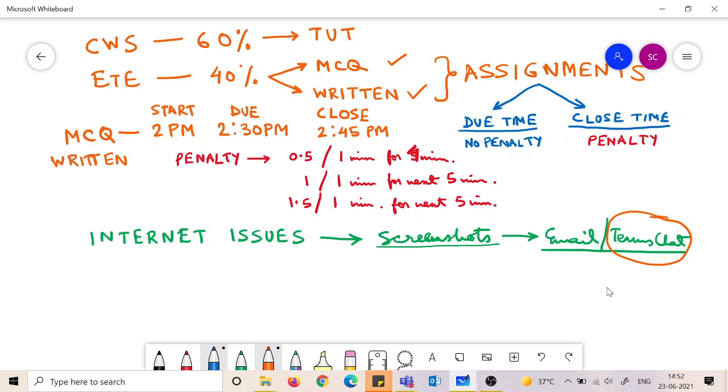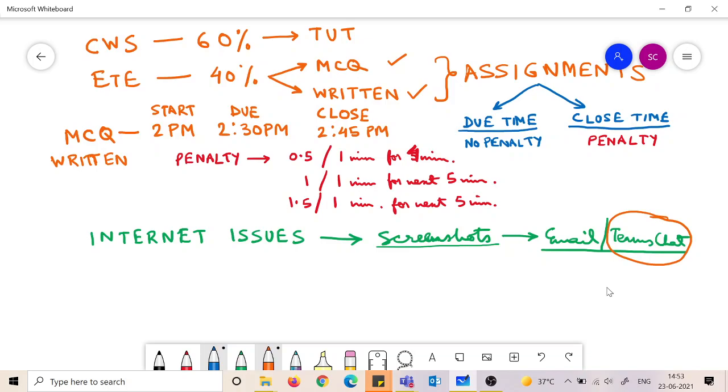So just keep that in mind. There is no negative marking anyway, so there is some relaxation there. But the penalty will be applied very strictly. Even if you are genuinely facing internet issues, whatever amount of time you are wasting in order to respond to us or email or send it to Teams chat, that penalty will be levied to you, even if there are genuine internet issues.